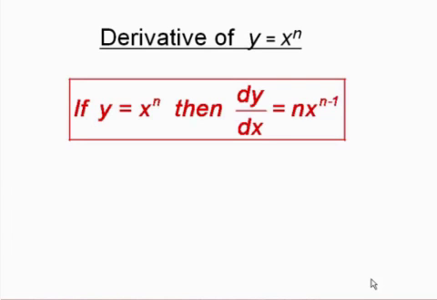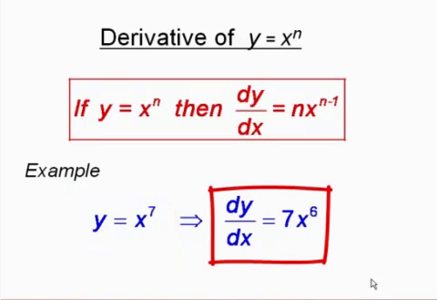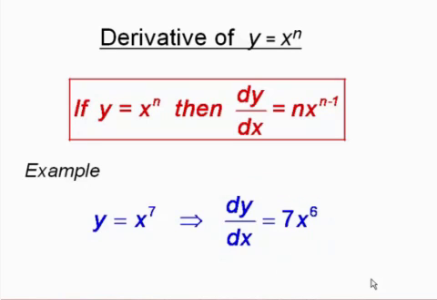The general form is y equals x to the n, and if y equals x to the n, then the derivative dy/dx is nx to the n minus 1. So if we have a function y equals x to the 7, then here n equals 7, hence dy/dx equals 7x to the 6, because n minus 1 is 7 minus 1.